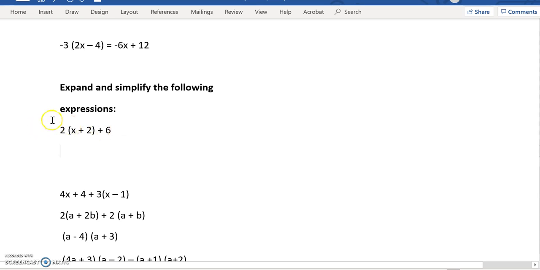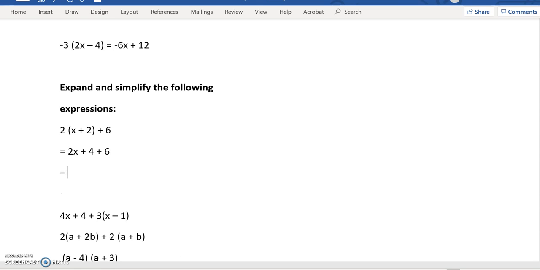So let's have a look at now what we've got in some of these different cases. 2 times x plus 2, we'll multiply out the brackets first and then we'll see how we can simplify. So 2 times x is going to be 2x, plus 2 times 2 is 4, plus 6 by itself. We can simplify plus 4 and plus 6, that's going to be plus 10. So 2x plus 10.